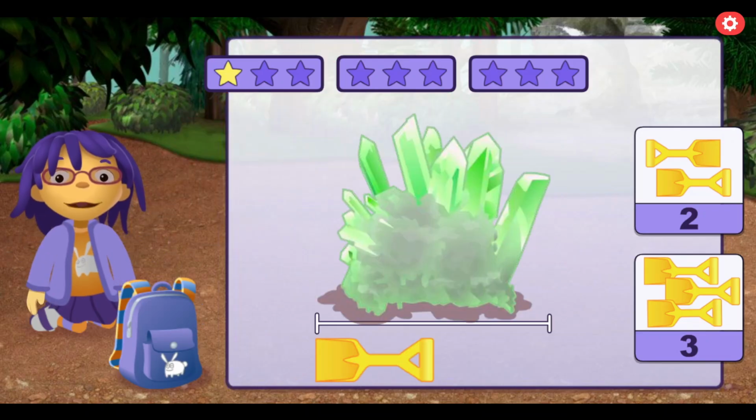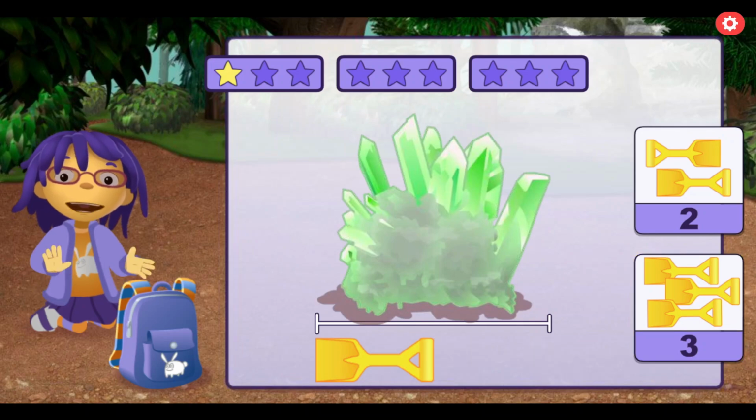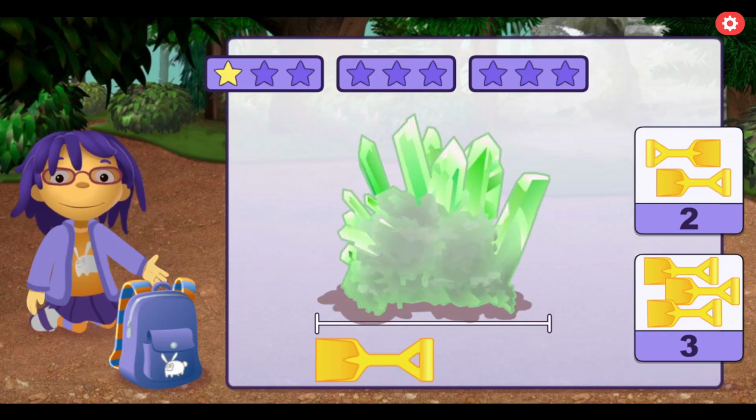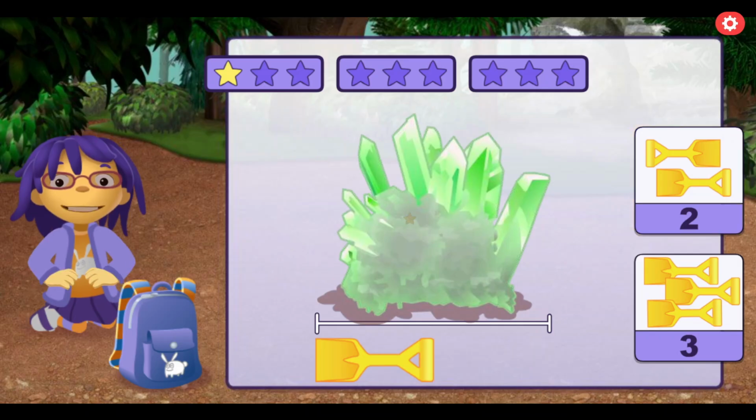How many shovels long is this rock? 2, 3. 1, 2, 3. Almost. Try again. 2, 1, 2. Good measuring.